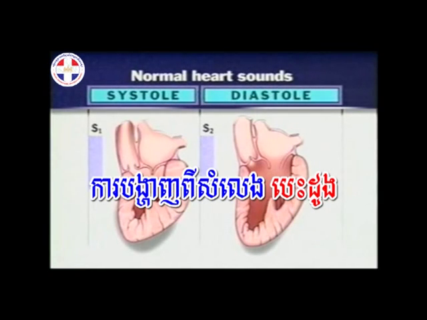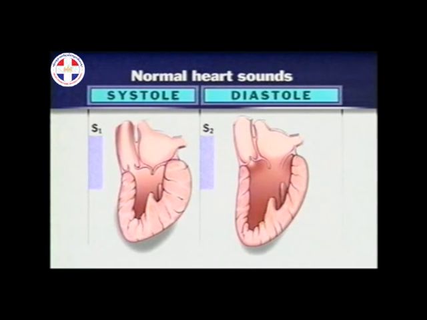Before auscultating the heart, let's review normal heart sounds. Closure of the heart valves creates a pair of audible heart sounds. The first sound, S1, accompanies mitral valve closure. The second sound, S2, accompanies aortic valve closure. Pulmonic and tricuspid valve closure may contribute to these sounds.